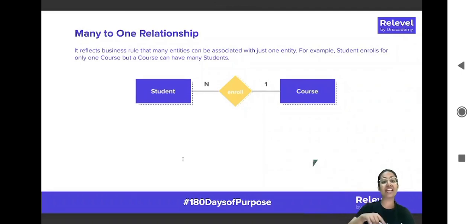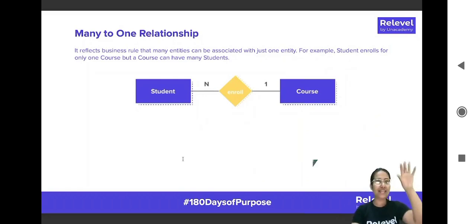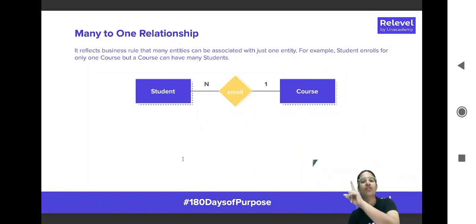Next is many-to-one. This reflects the business rule that many entities can be associated with just one entity. For example, a student enrolls for only one course, but the course can have many students. So I as a student will enroll for maths. My friend Aman also enrolled for maths. My friend Shikha also enrolled for maths. So I enrolled for only one course.